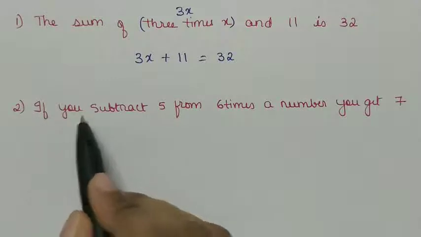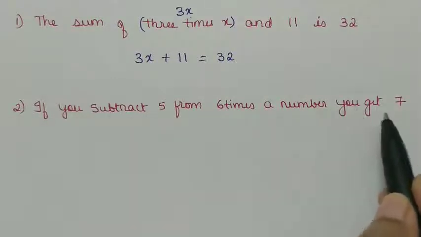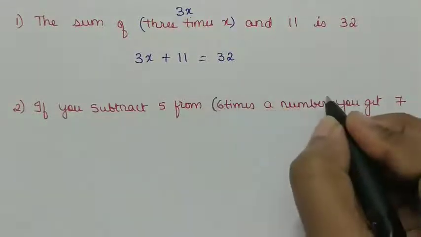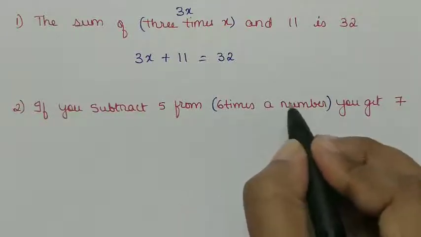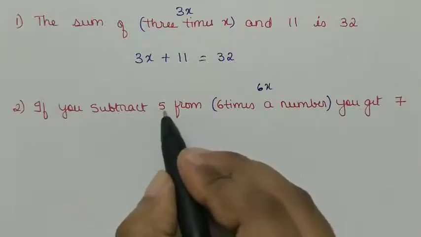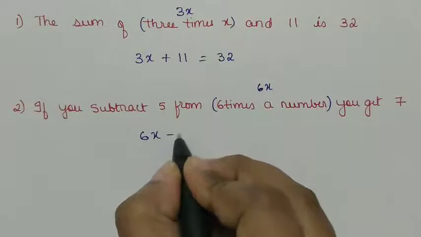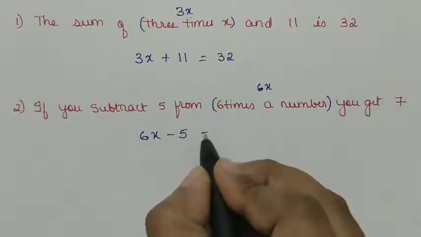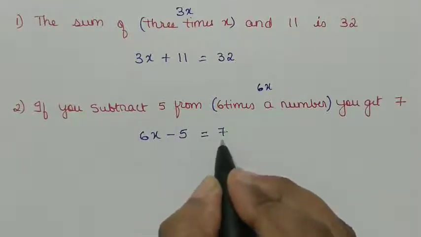Second one, if you subtract 5 from 6 times a number, you get 7. 6 times a number. Let that number be x. Then 6 times x is 6x. Subtract 5 from 6x, 6x minus 5. Then you will get 7. 6x minus 5 equal to 7.